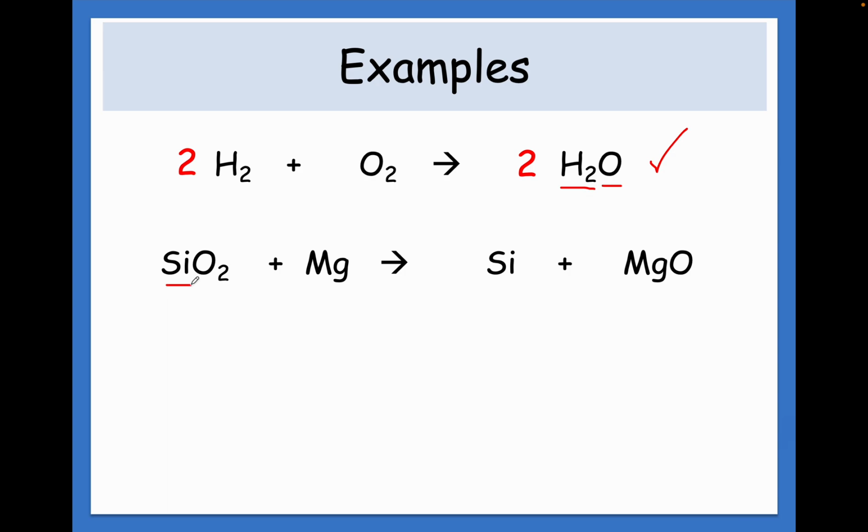We have one silicon. All right, so we're good. 2 oxygens, only 1 oxygen. Okay, so we're going to have to take a look at that. And a magnesium and a magnesium. Okay.